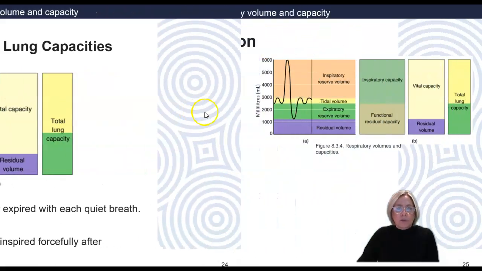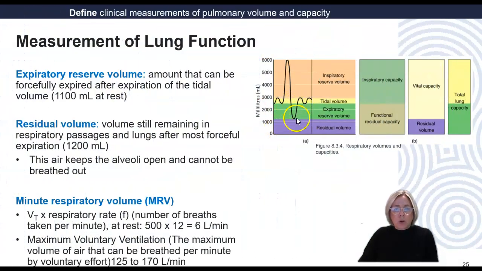The expiratory reserve volume then is this one shown in green on this trace. And this is the amount of air that can be forcefully expired after you do a tidal expiration. Okay, so if you're just sitting there and you do a tidal expiration and then you force out as much as you can, that's your expiratory reserve volume. This one can be measured as well, and it's about 1100 mils at rest.